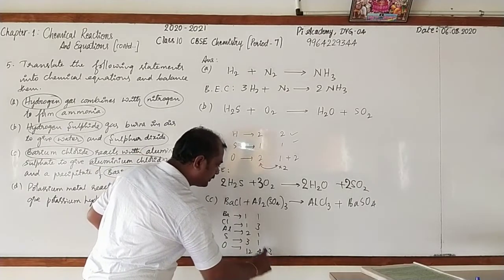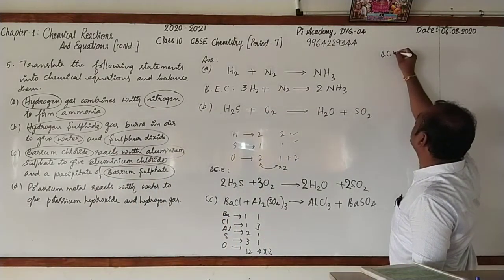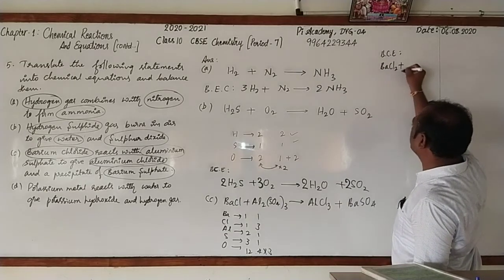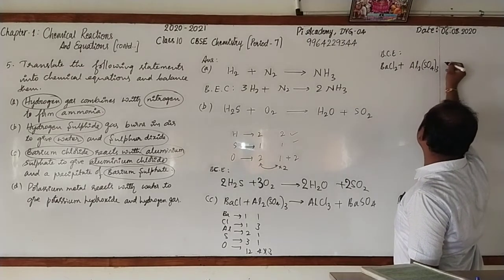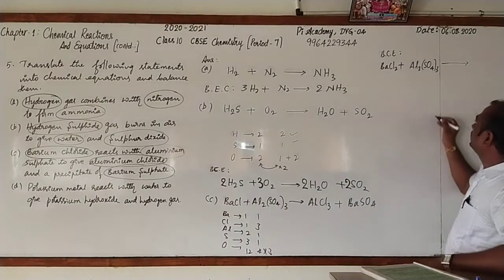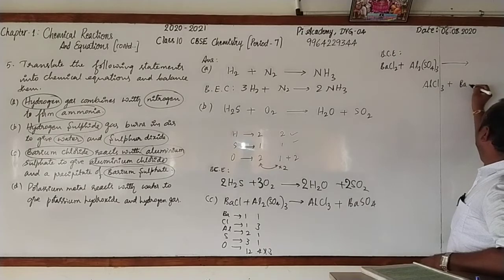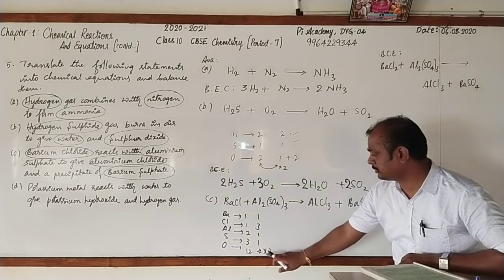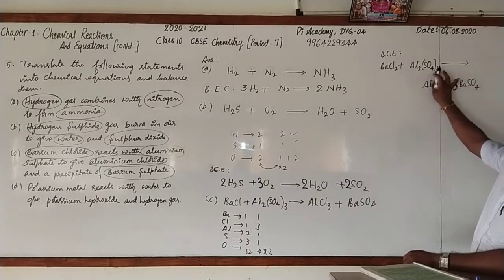So 4 should be multiplied by 3. I'll go for writing the balanced chemical equation here. It is BaCl2 plus Al2SO4 thrice gives rise to AlCl3 plus BaSO4. Okay. On the right side, oxygen should be multiplied by 3. Here, 3. Observe. Now, oxygen is balanced.